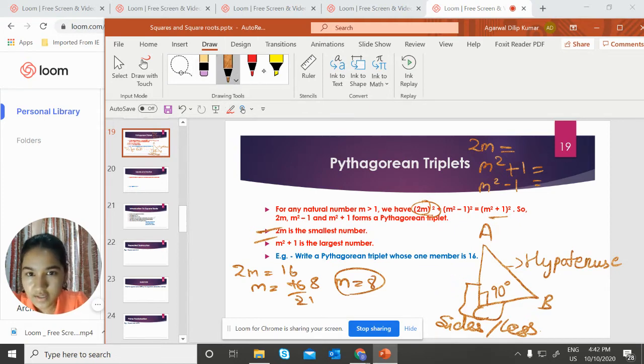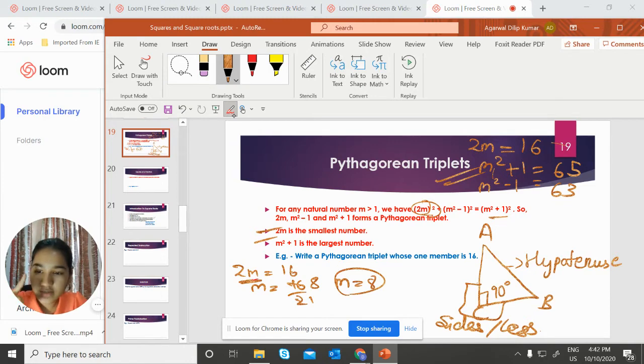Next, what is the next thing it states? It says that 2m is equal to 16, so m is equal to 8. So m square plus 1, not 16 square, 8 square. What is 8 square? Yes, 8 square is 64, plus 1 is 65. 8 square minus 1 is 63. So this is a Pythagorean triplet.